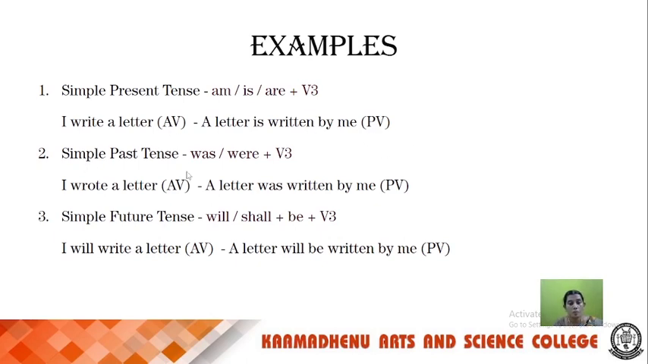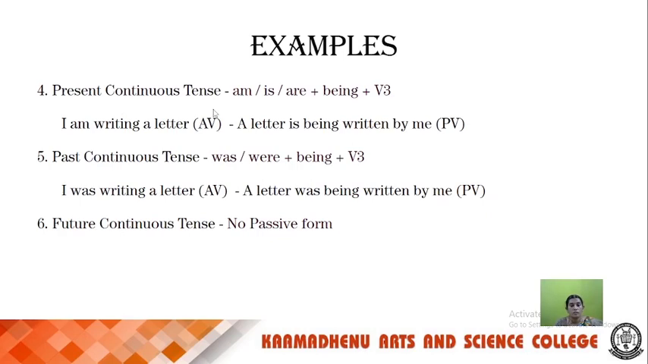Then second one is simple past tense. This rule is was or were plus V3 form. For example, I wrote a letter. A letter was written by me. Then simple future tense. This pattern is will or shall plus be plus V3 form. For example, I will write a letter. In passive form, a letter becomes first, then will as it is, then we are introducing be for future tense, then V3 form is written, then we are introducing by for passive form, then I becomes me. So a letter will be written by me. This is simple future tense conversion.